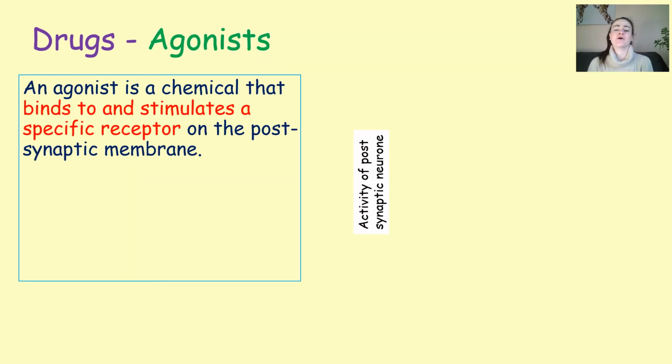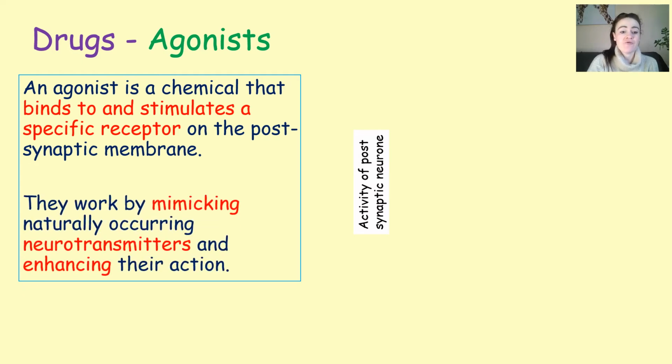Now, agonists are basically chemicals that bind to the receptor on the postsynaptic membrane and enhance the response from the neurotransmitter. So if the normal neurotransmitter bound to the receptor, something would happen. What an agonist does is it enhances this response. It basically increases it. It does this by mimicking the naturally occurring neurotransmitter.